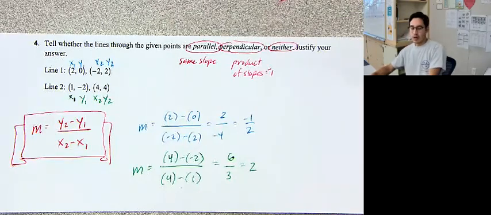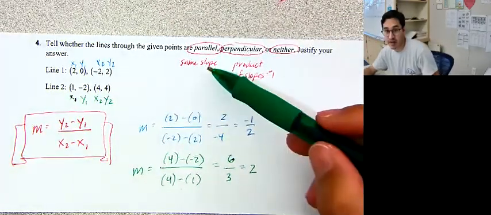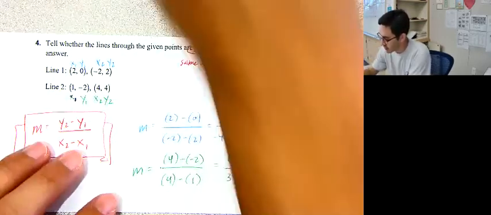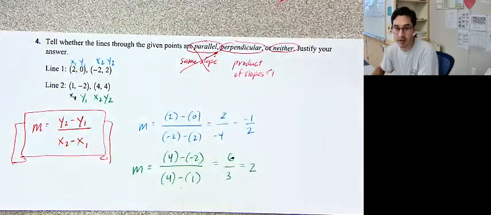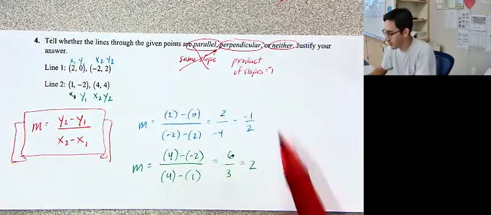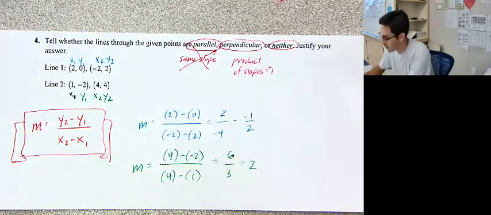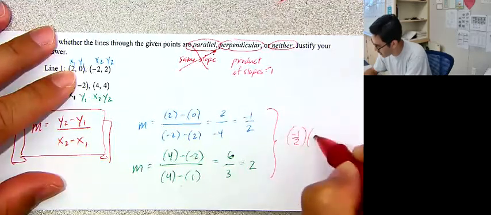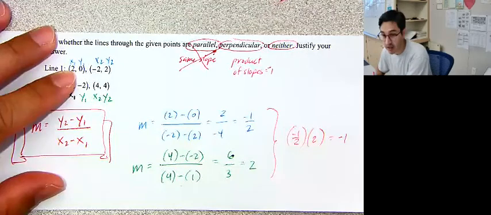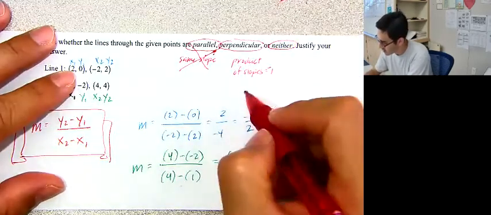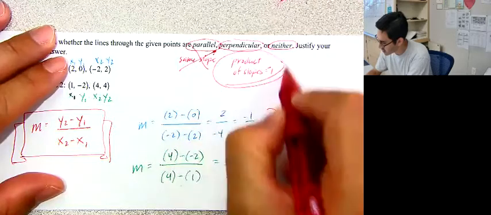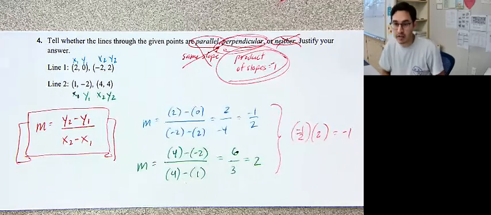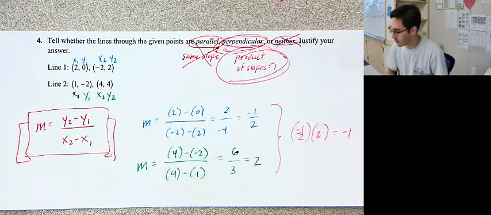All right, so now let's compare the slopes. Are they the same? -1/2 and +2. No, those are not the same. So we know that these two lines will not be parallel. Is the product -1? Let's see. -1/2 times 2 is -1. So our two lines are perpendicular. When you multiply their slopes, you get a product of -1.